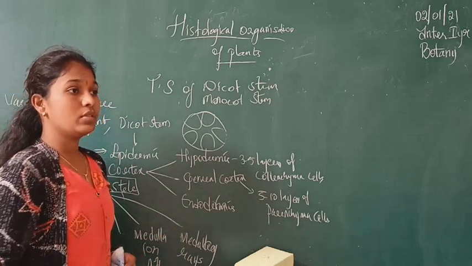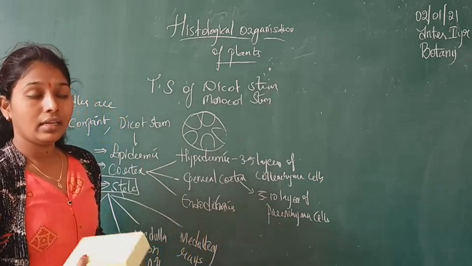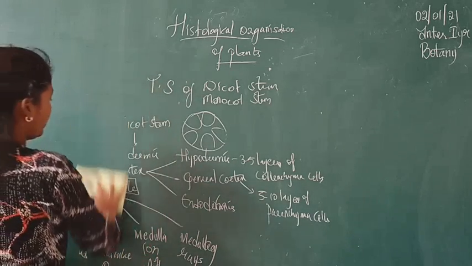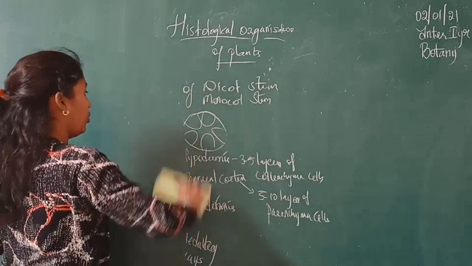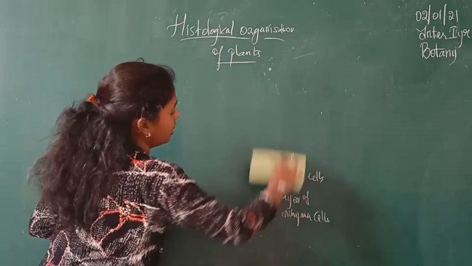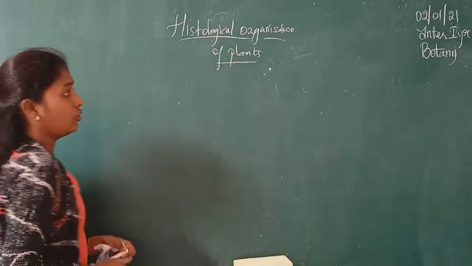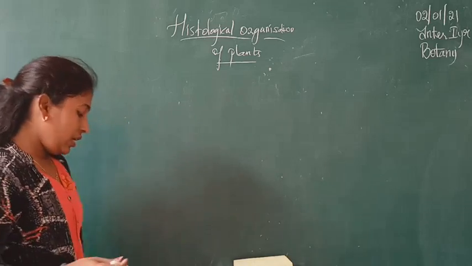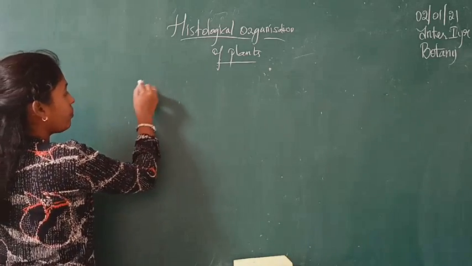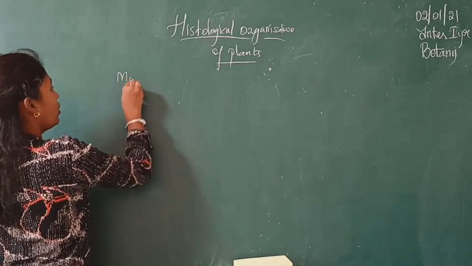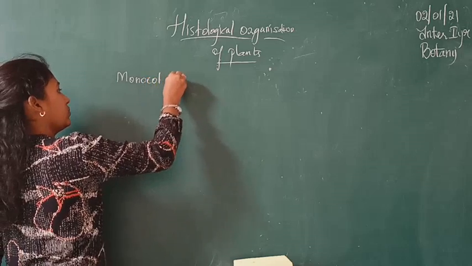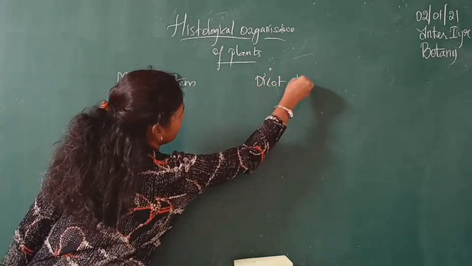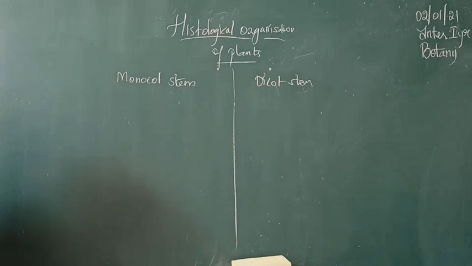So now we will discuss some differences. And when you are writing an answer, the diagram is very important. You need to draw the diagram of a transverse section, and draw what you have seen under the microscope, what types of tissues or layers you have recognized in this stem. So first, if you are writing the differences between a monocot stem and dicot stem, monocot stem as well as dicot stem.